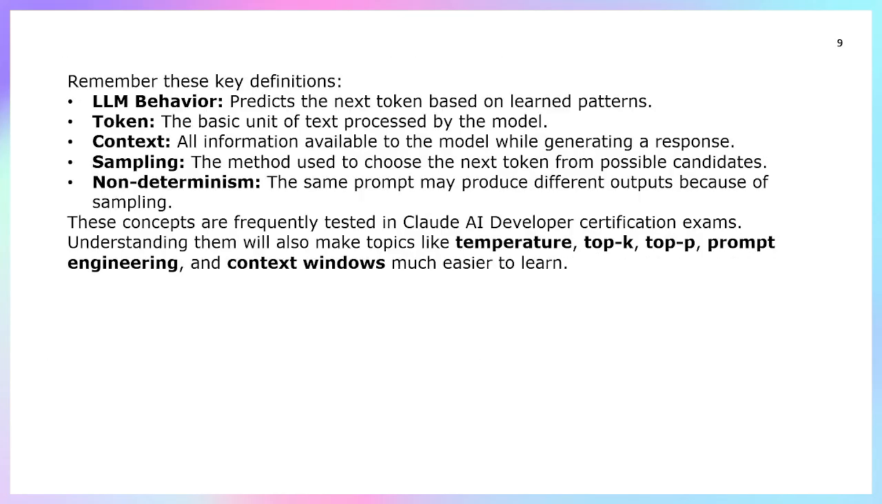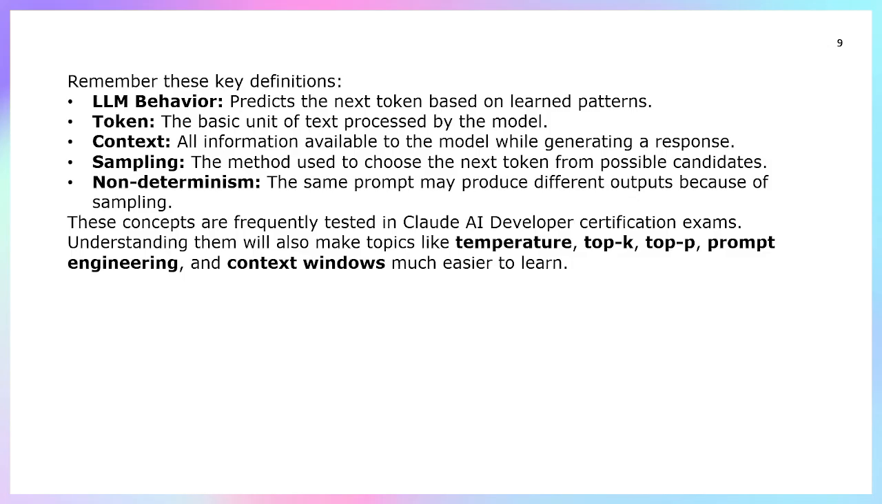A few things we need to remember. What is LLM behavior? It predicts the next token based on learned patterns. Token is the basic unit of text produced by the model. What is context? Context is all the information available to the model while generating the response. Sampling is how the model chooses the next token from possible candidates. And non-determinism means the same prompt may produce different output because of sampling.